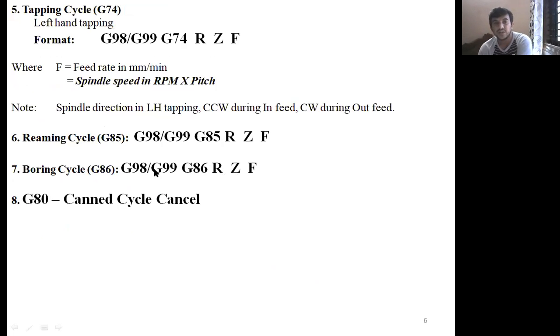R, Z, F. Whenever you call a canned cycle, you should cancel that cycle afterwards. How do you cancel it? By giving the code G80. Now remember these five G codes for canned cycles. One is G80, cancel the canned cycle. G81, drilling cycle. G83, peck drilling cycle. G84, tapping cycle, right hand tapping. The last one is G86, used for the boring cycle.